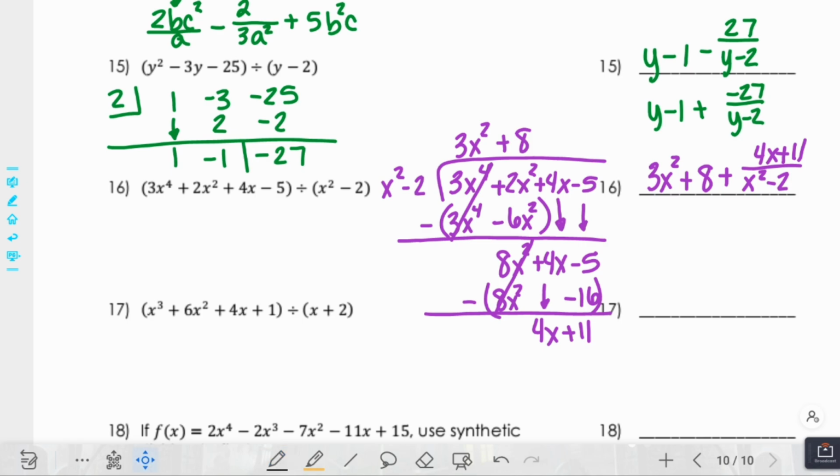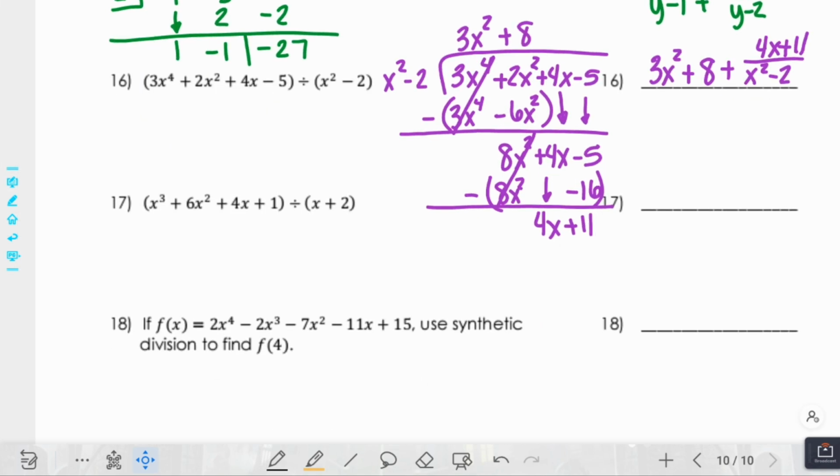Number 17 is one that's written in a form very similar to number 15, so you can use synthetic division for that one. Remember that it has to be in the form of your variable minus the number that we're using for synthetic division. So where this is a plus, that's the same as x minus negative 2. So in the box, you have to write a negative 2. Make sure your terms are written in descending order and then write out their coefficients. So x cubed has a coefficient of 1, followed by a 6, a 4, and another 1.